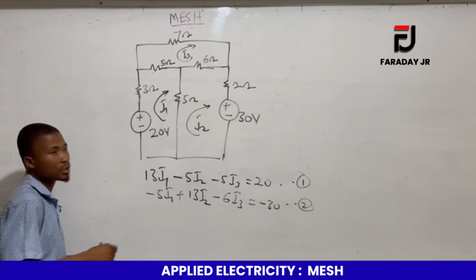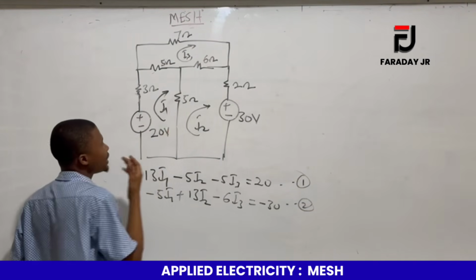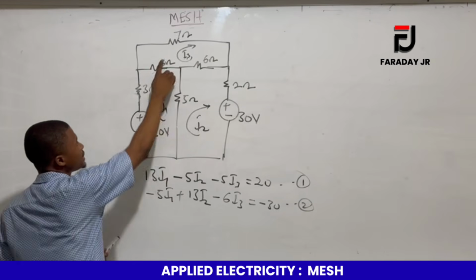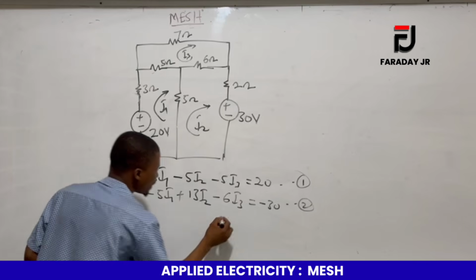Now we go to the last equation. The rule states that we sum all the resistances within the loop, right? So we have 7 plus 6 will give us 13, right? 13 plus 5 will give us 18. And multiply by each loop current.